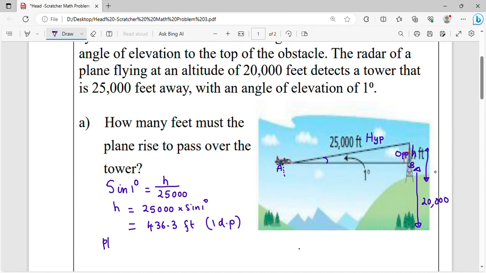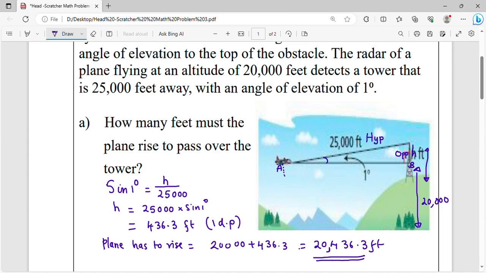So now the plane has to rise 20,000, which is the original distance it's flying, plus 436.3 feet, which is 20,436.3 feet. All right. So once the plane rises to that height, it would safely cross the tower. But in actual practice, you have to go a little bit higher. All right. So let's see what's the next question.